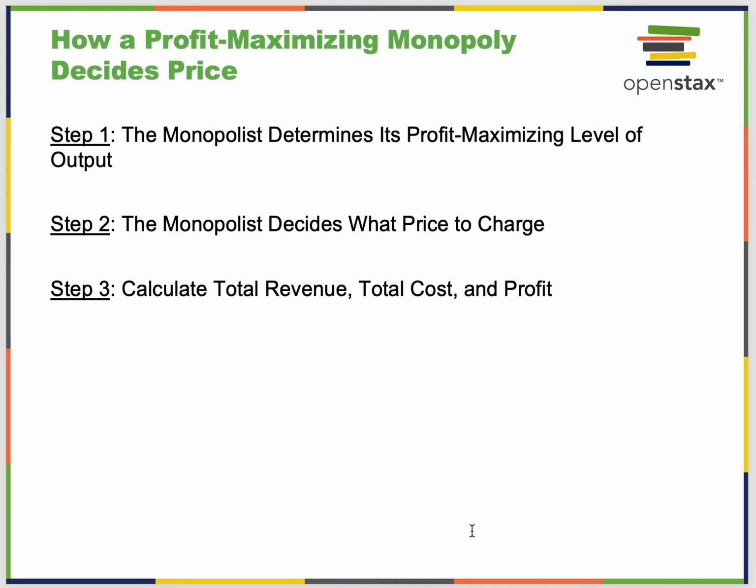So here's how you do that. Step 1, the monopolist determines the profit maximizing level of output. The monopolist decides what price to charge by taking that line up from where marginal revenue equals marginal cost at that quantity and extending it up vertically through that point to the demand curve. Whatever price that gives will be the price that is set for the product.